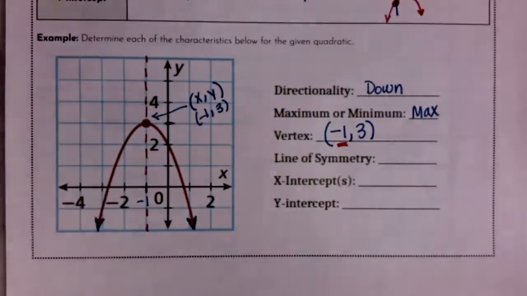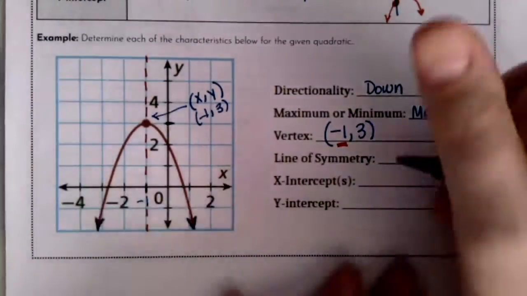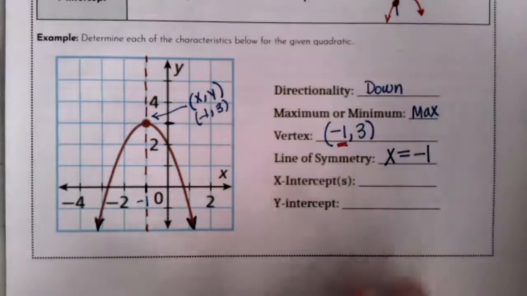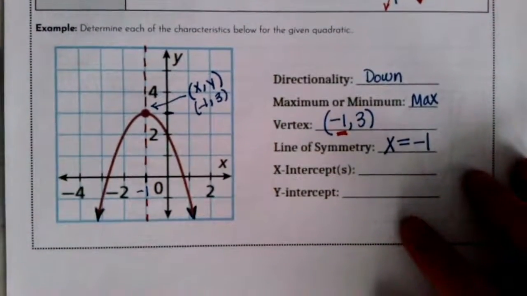And that makes sense because your line of symmetry is always going to go directly through your vertex, and so the x values need to be the same. So our line of symmetry is x equals -1. You do need that x equals part or it will be wrong.